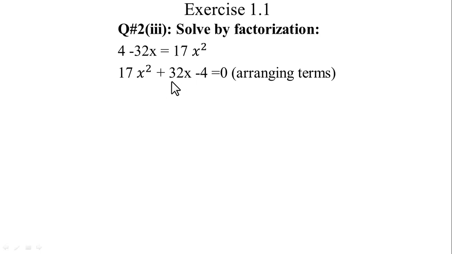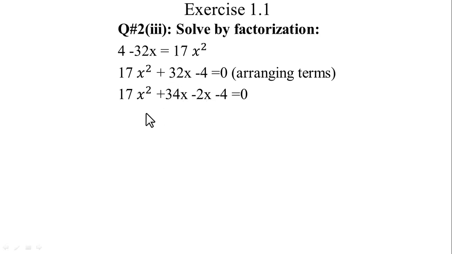Now we can do mid-term breaking of 32 into 2 parts. The multiplication answer is minus 64 and the addition answer is positive 32. So take the 2 factors, 34 and 2. Now we write this as 17x square plus 34x minus 2x minus 4 is equal to 0. Plus 34 minus 2 and 34x minus 2x answer will be 32x.